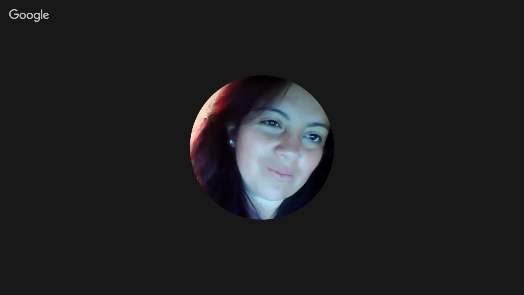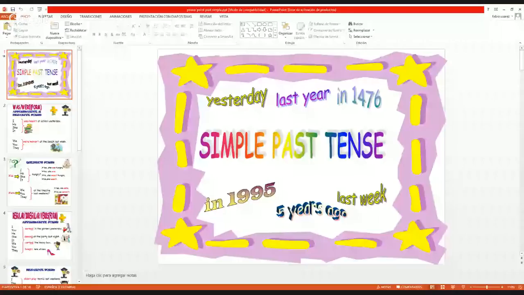Initially we have the different time expressions we can find in simple past, as for example yesterday, last year, but we also can have last month, last week, in 1476, in 1995, in December, in January, 5 years ago, 10 years ago, 5 weeks ago, 5 days ago, last week, but also last year, last December, for example. It's possible too. Good.